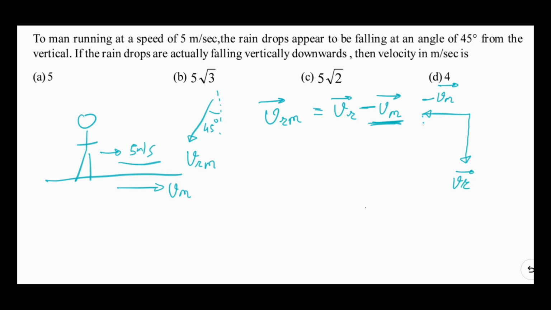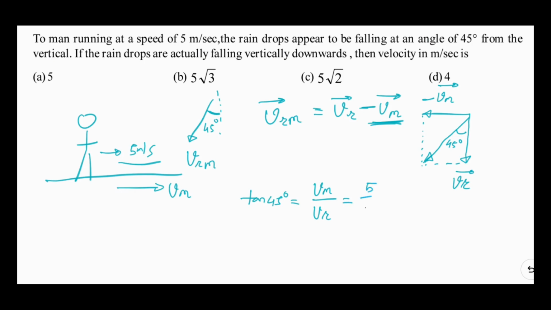By parallelogram law of vector addition, two vectors are going to give me this resultant, the diagonal of the parallelogram. And in the question it is already given that this relative velocity is at 45 degree angle with vertical. This angle is 45 degree. So by this triangle, by this diagram, I can write tan 45 should be equal to this length by this length. This length is going to be velocity of man, and this length is going to be velocity of rain. So it should be velocity of man in magnitude divided by velocity of rain in magnitude.